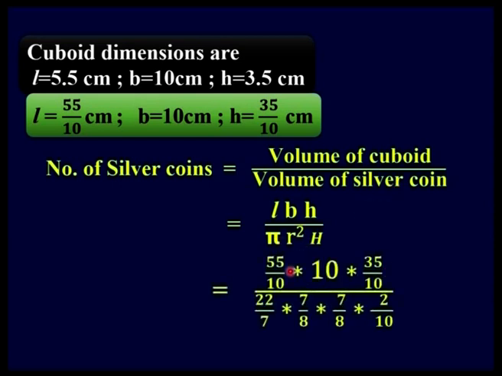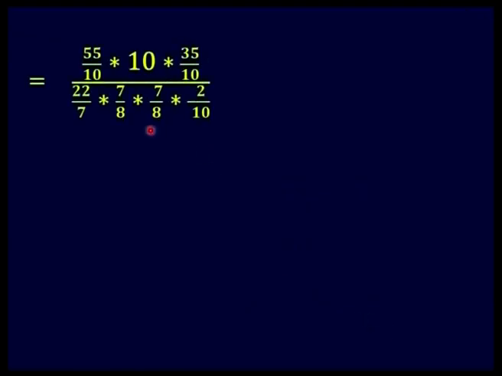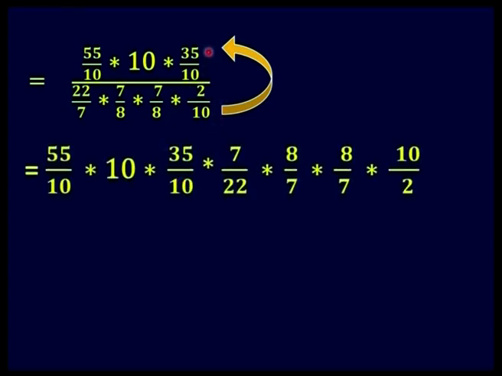Now, substitute the variable values: L value 55 by 10, B value 10, H, the height, 35 by 10, pi means 22 by 7, the radius of the silver coin is 7 by 8, and the height of the silver coin is 2 by 10. Now, the same step here also, no need to calculate the division, just follow the steps. Transpose the denominator terms into the numerator. While transposing the denominator terms into the numerator, write their reciprocals. So, the first 3 terms stay as they are in the numerator and for the denominator terms, write their reciprocals. 22 by 7 is written as 7 by 22, 7 by 8 reciprocal is 8 by 7, 2 by 10 reciprocal is 10 by 2.